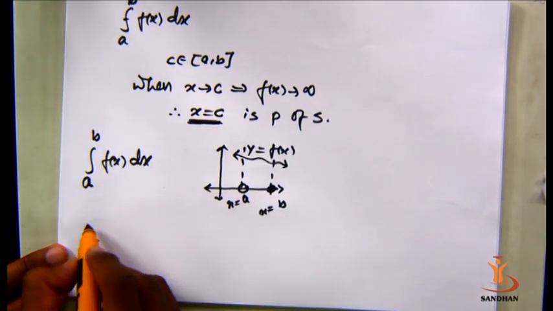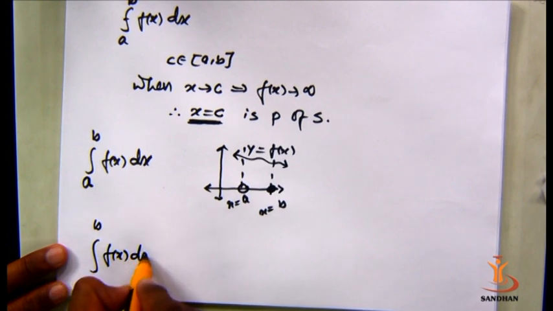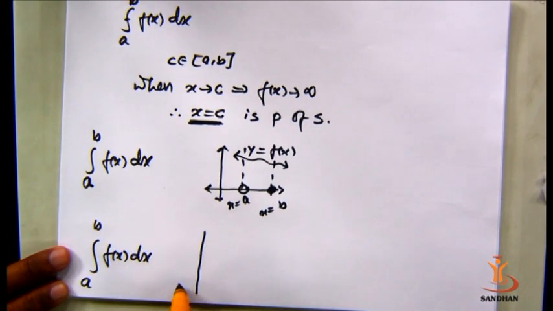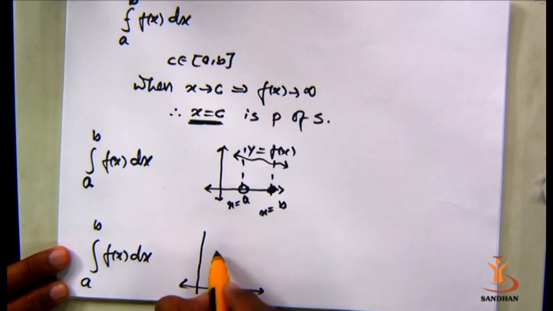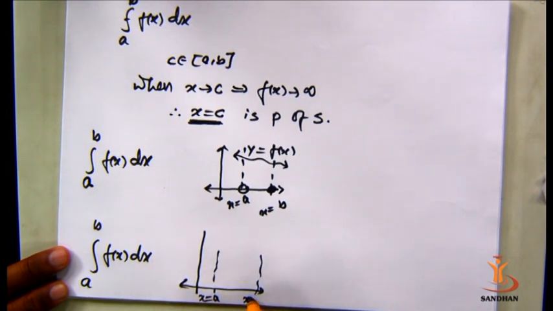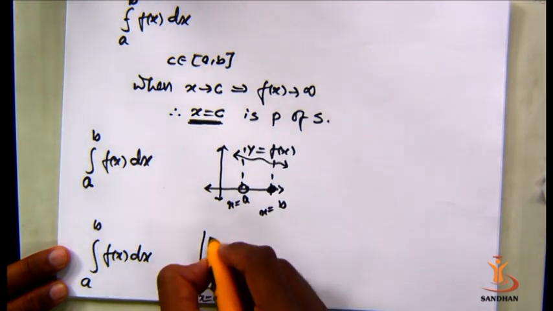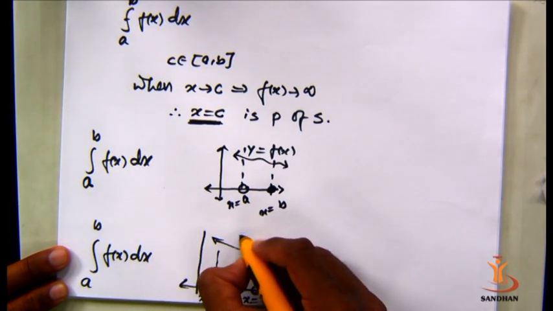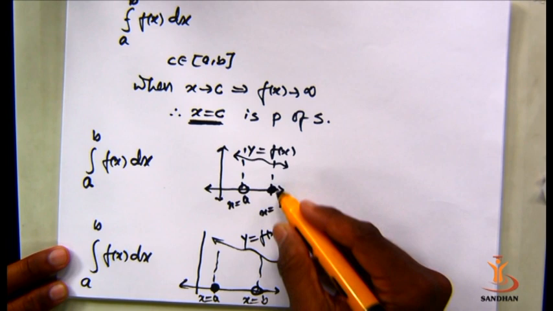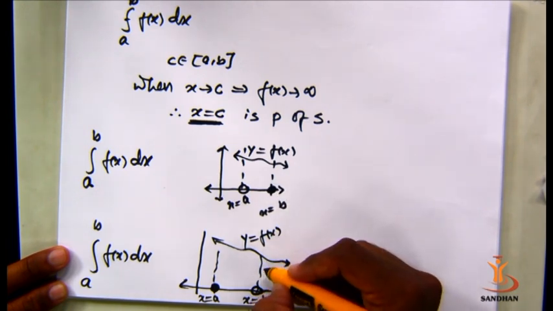Similarly, the integral from a to b of f(x) dx, between x equals a and x equals b, at b the function is not defined, at a the function is defined, y equals f(x). Say this is another type of improper integral.